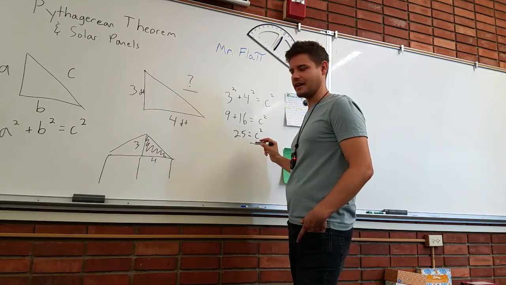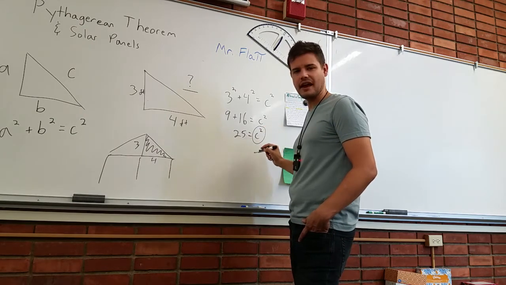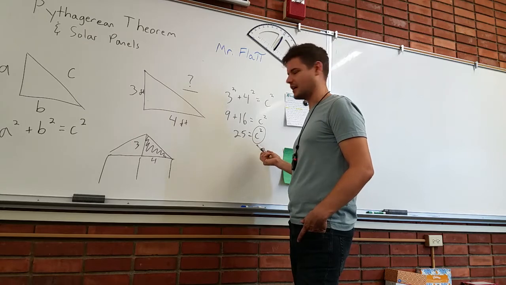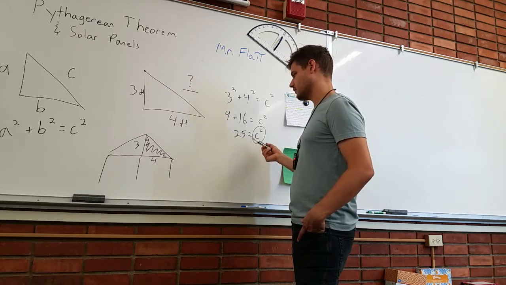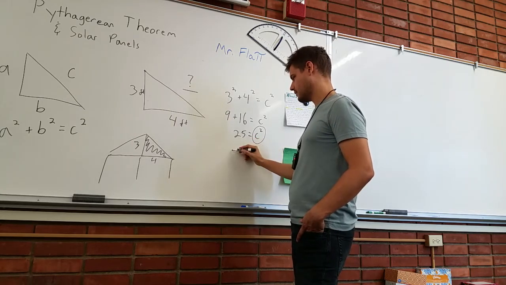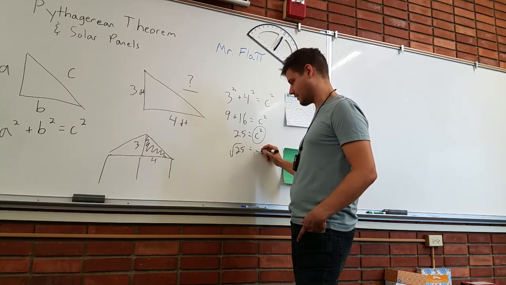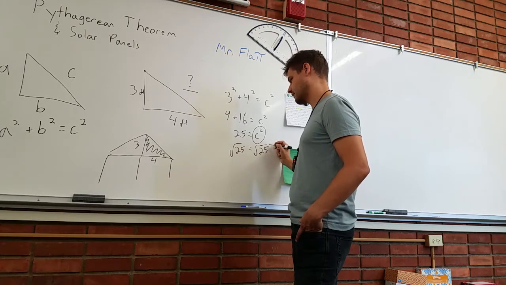But we're not done with that yet. This is actually saying an area, something squared is an area. So we're going to need to square root this 25. And if we square root the left side of the equation, we need to square root the right side of the equation.